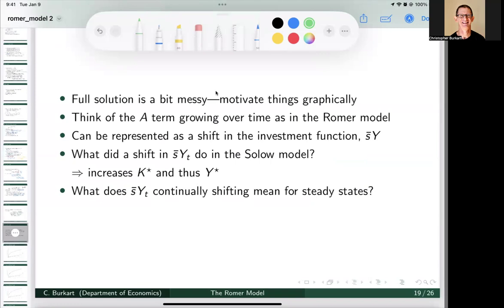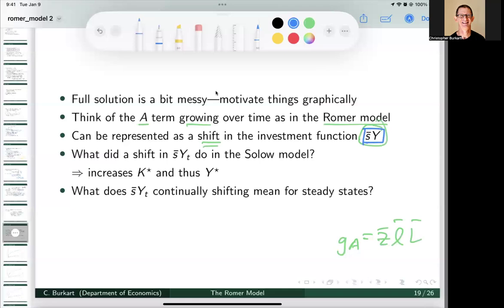Think about it, and I'll show you a series of little graphs to help understand this. But just like we had in the Romer model, we have A growing, right? So the growth of A is determined by these exogenous factors. And you can think of the fact that if A is always growing, that means that Y is always growing. That means that investment is always growing. So you could think of that as a shift, right?